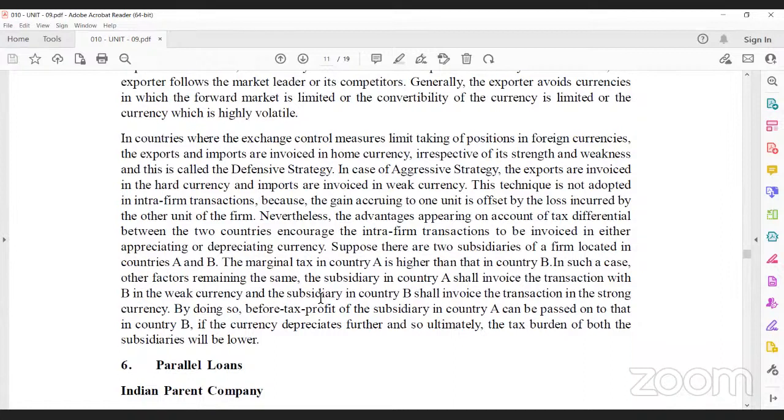An aggressive strategy is one wherein exports are invoiced in hard currency and imports are invoiced in weak currency. This is not adopted by intra-firm transactions because the gain occurring to one unit is offset by the loss incurred by the other unit. So this is not adopted. So two strategies, defensive strategy and aggressive strategy. Defensive strategy is wherein the exports and imports are invoiced in domestic currency. Whereas in aggressive strategy, exports are invoiced in hard currency and imports in weak currency.